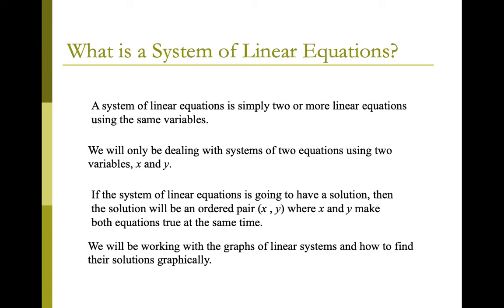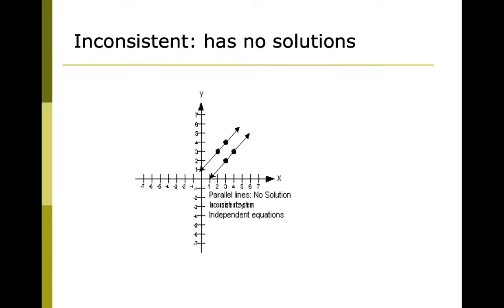So a system of linear equations is where two or more lines or linear equations use the same variables. That would usually be x and y. And they end up crossing each other. If a system of linear equations is going to have a solution, then it will be the ordered pair, an xy coordinate of where they meet. So we'll be looking at graphs of linear equations to find out how to solve them, and then I'll send you a worksheet on how to do it.